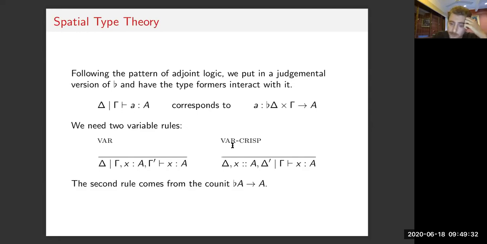But then we also have a rule which lets us use variables from the modal context. Morally, this x here is sort of hidden behind the flat. And what lets us use it is the fact that this flat is supposed to be a comonad. So in particular, we have a co-unit, which lets us extract the A out of this part and gives us a map from this, the interpretation of this context, into A.